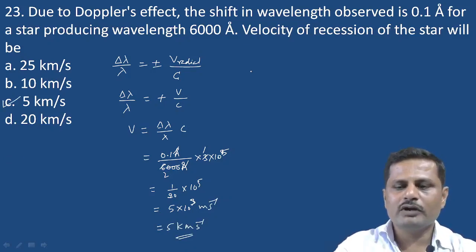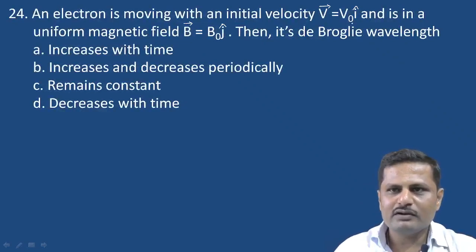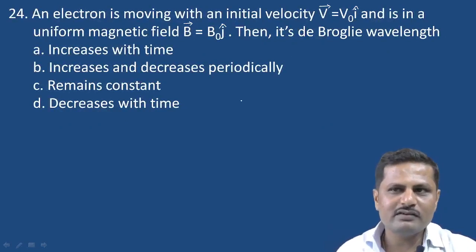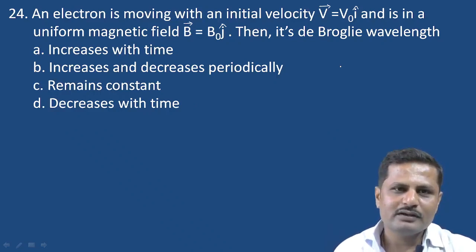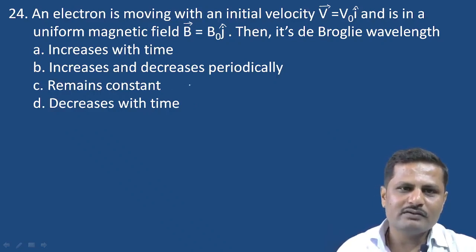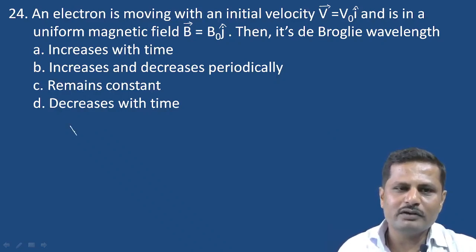Okay, moving to the next question, that is, an electron is moving with an initial velocity V vector equal to V naught i cap, and is in a uniform magnetic field B vector equal to B naught j cap. Then its de Broglie wavelength increases with time, increases and decreases periodically, remains constant, or decreases with time. As we know, the de Broglie wavelength is equal to h divided by mv.